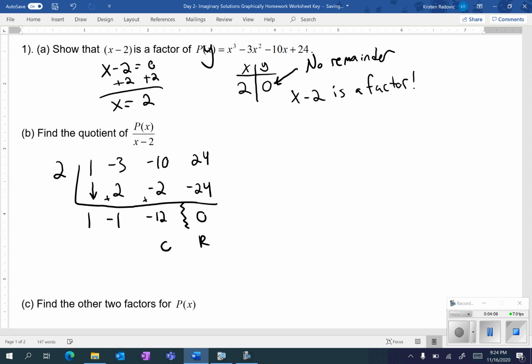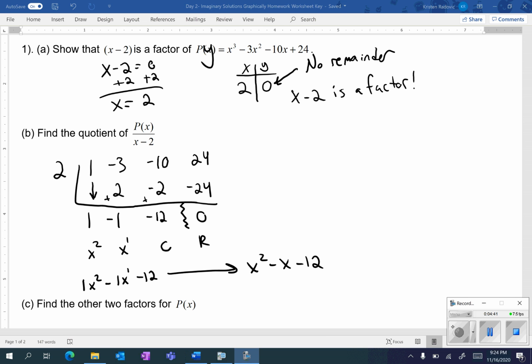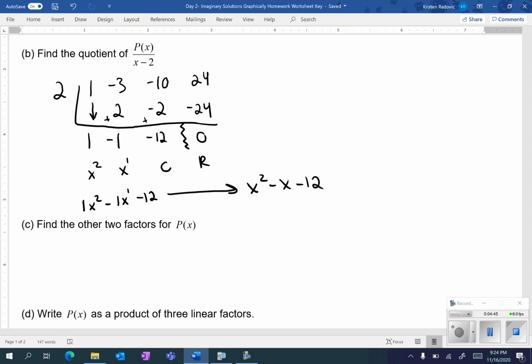So I have my remainder, the constant, the x to the first, and the x squared. That means when I input my variables back in, I'm going to get 1x squared minus 1x to the first, not plus, we have a minus 12 with a 0 remainder. You can also write the quotient as x squared minus x minus 12. Now they want you to find the next two factors. So I'm going to take my quotient from the last example, which was x squared minus x minus 12, and I can factor this further now with the AM method. I'm going to get two numbers that multiply to negative 12 and add to negative 1. That's going to be negative 4 and positive 3.